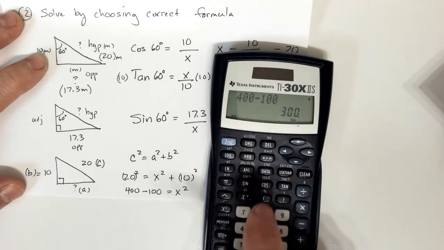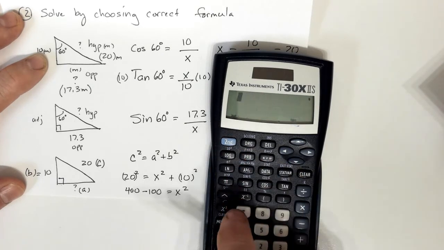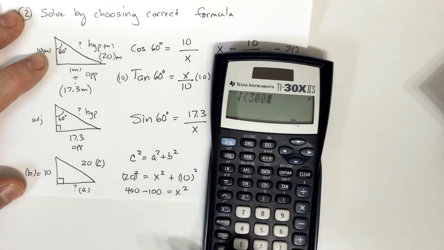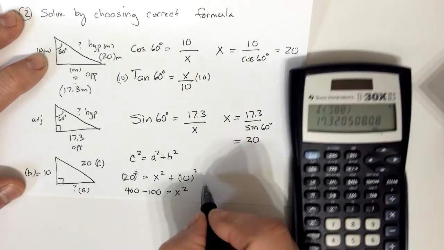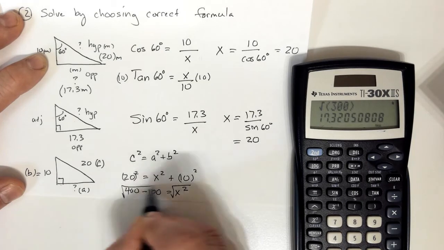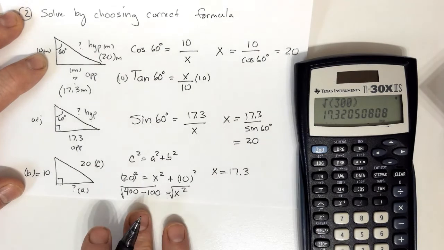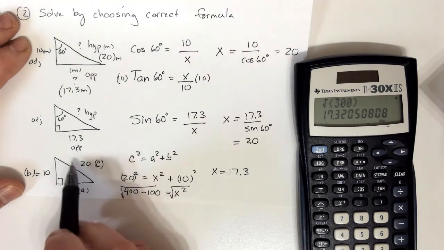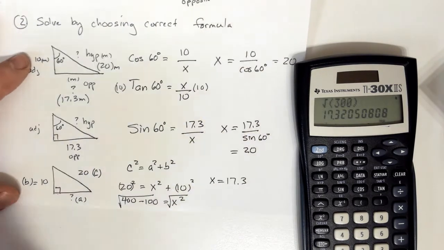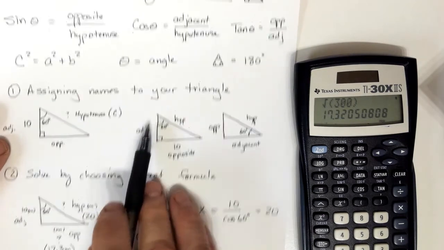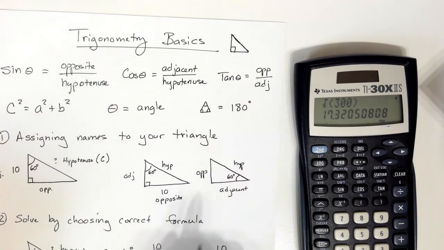So I want to do shift, square root, clear, second square root of 300, close the brackets, equals, and I get 17.32. So x equals 17.3. So that's how those formulas work. What they do is they help you solve information on different sides of the triangle. It's just a method that if you have a problem that looks like a triangle, you can find missing information on different sides, okay?